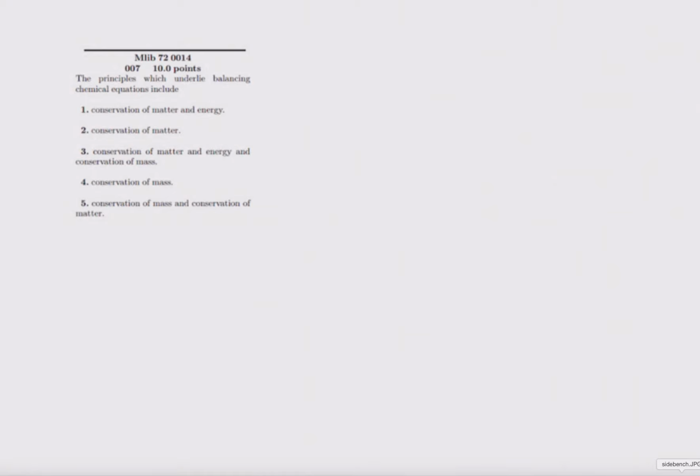Balancing equations are based on the law of conservation of mass and conservation of matter, which are essentially the same thing. They both say that atoms are not created or destroyed during a reaction, which means the same number of atoms is the same amount of mass and the exact same amount of matter. So both of those rules apply to balancing equations.